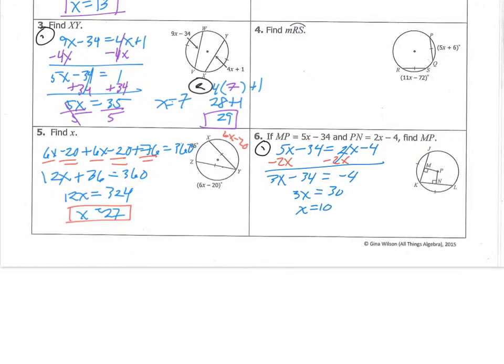Does that answer the question? No. So the question says find the measure from M to P. So M to P is here, so we're going to take this value for MP. And then step 2, we're going to plug and chug. So we've got 5 times x minus 34. Well, our x is 10. So that gives us 50 minus 34, which is what? So the distance from M to P is what? 16.